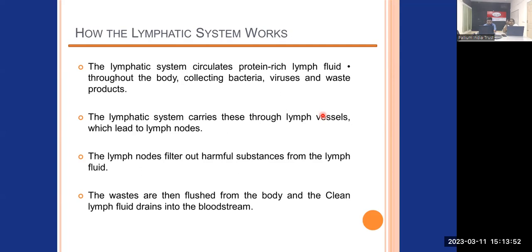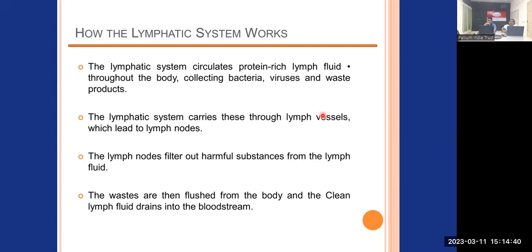So then after that, the wastes are flushed from the body and the clean lymph fluid is returned into the bloodstream. That is the pathophysiology. From the interstitial space, the lymphatic capillaries will be absorbing. From the lymphatic capillary, the fluid is pushed into the lymphatic vessels. From the lymphatic vessels, it goes to the lymph node. In the lymph node, the filtration will happen. The lymph node will filter out harmful substances like bacteria, viruses, or any other infections.